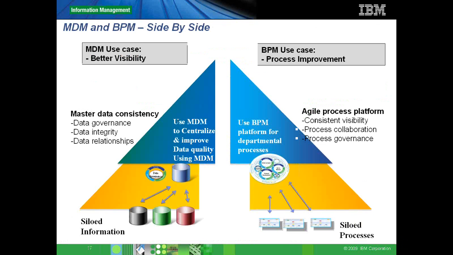Now here is a slide which shows you a side-by-side comparison of what MDM and BPM functionalities are, in short. While MDM takes your business-critical silo data spread across the systems in your organization and consolidates it, BPM brings together your silo processes into one single place. And it also provides consistent visibility into those processes. MDM is about improving the quality of your data, while BPM is about having a platform which helps you improve departmental processes. MDM provides better visibility into your master data, while BPM provides process improvement. Right? That's very nicely put up here in this slide.